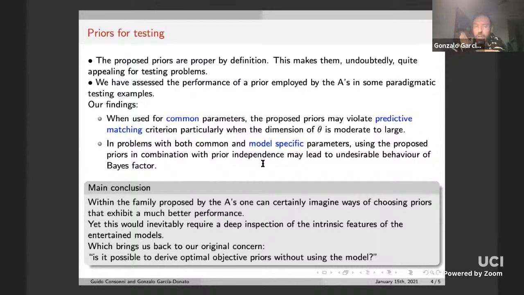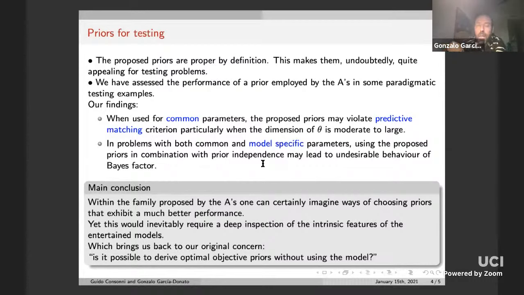And that's something we discussed a lot, Guido and myself. This was only with that prior. We chose from the big family of priors that they are proposing the one that we thought was one of the main specific proposals in the paper. So one can imagine ways of selecting a prior within that big family that has a much better performance and doesn't have the problems that I just described.